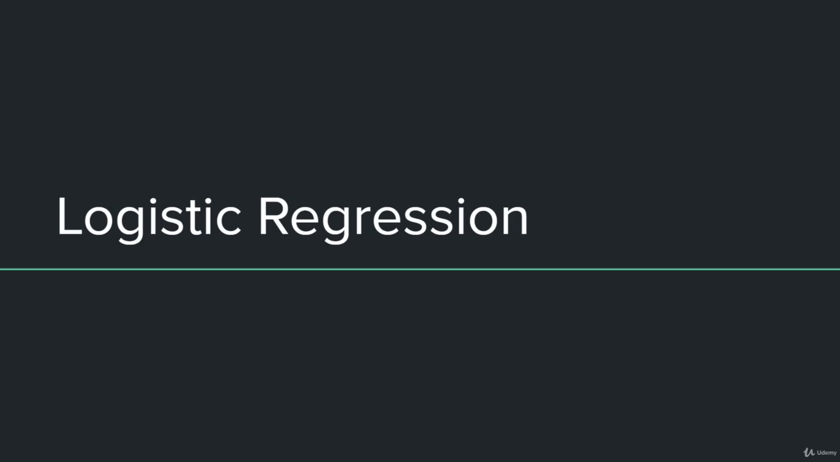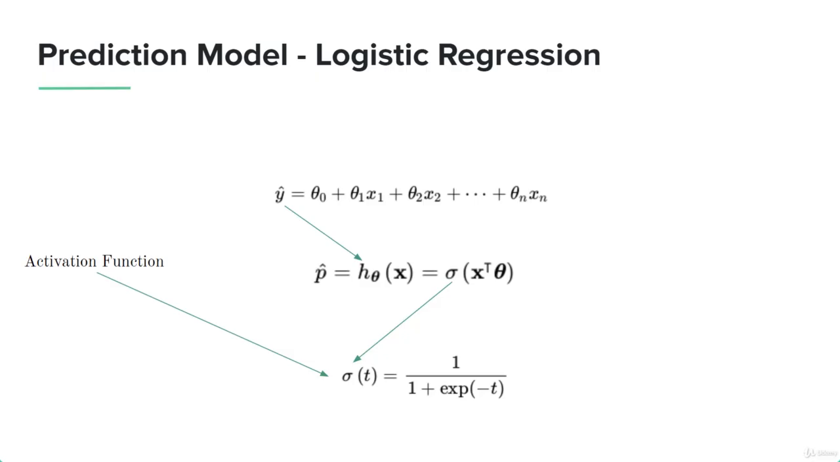Okay, so let's talk about another supervised machine learning algorithm that is used for classification problems whenever the target variable is a categorical data type. That's why we have logistic regression, which deals with classification problems. Just like linear regression, logistic regression has a prediction model. The prediction model is similar to that. We have the same feature space and the parameters as well.